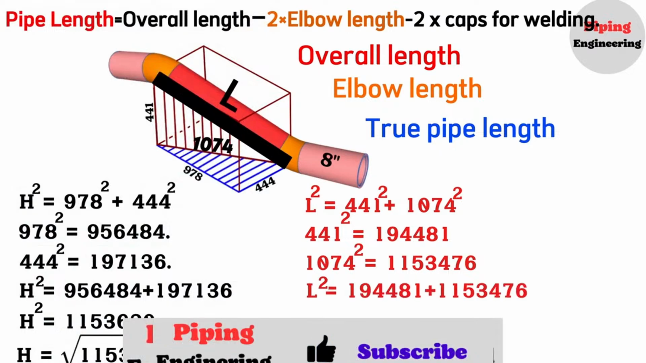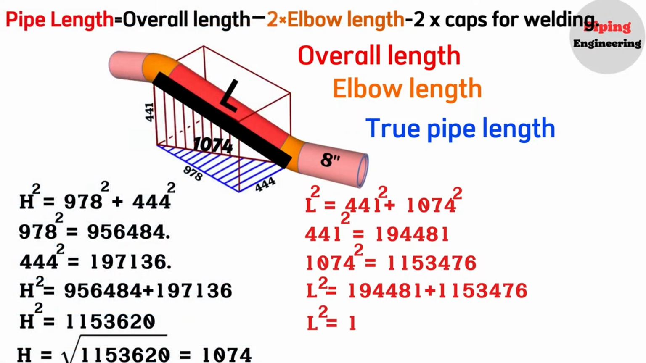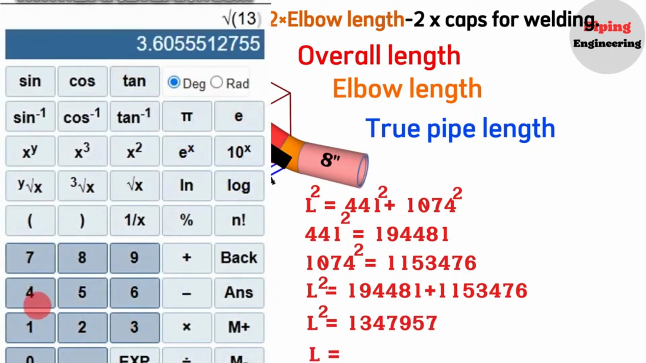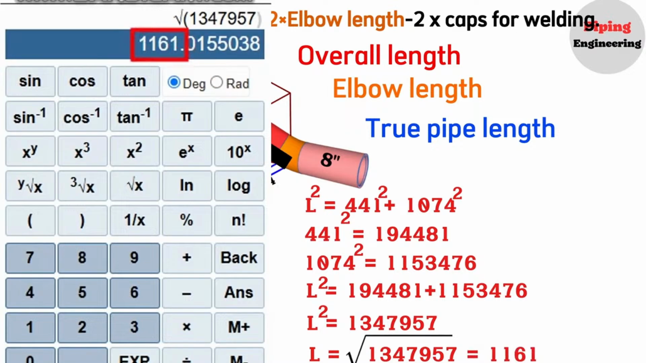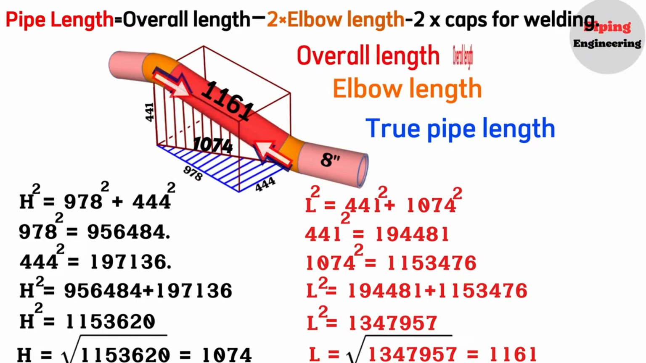So, L squared will equal 194,481 plus 1,153,476. Using the calculator again, that equals 1,347,957. So, we find that L squared equals 1,347,957. Again, using a calculator, L will equal the square root of 1,347,957, which is approximately 1161. The hypotenuse of the vertical right triangle also serves as the overall length, or the center-to-center distance between the two elbows. So, after our calculation, we found that the overall length, or the center-to-center distance between the two elbows, is 1161 mm.